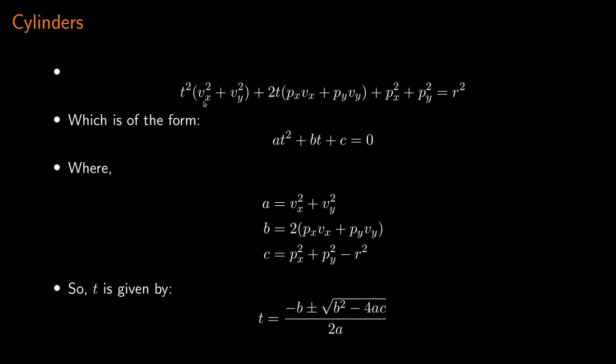Now, we can see that this is of the form a t squared plus b t plus c equals 0, which we know is a standard quadratic equation, where a is equal to vx squared plus vy squared, b is equal to 2 times (px vx plus py vy), and c is equal to px squared plus py squared minus r squared. Then we know that we can solve a quadratic equation using the standard formula: t is equal to minus b plus or minus the square root of b squared minus 4ac, over 2a.